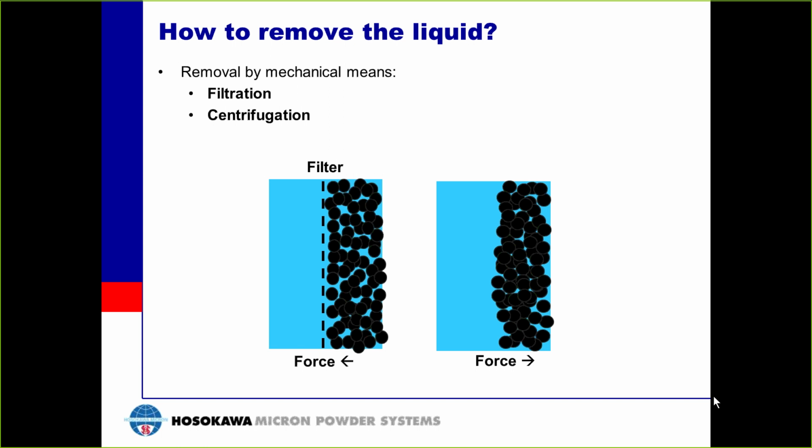You can do it by mechanical means, and this is often filtration or centrifugation. For filtration, you have the liquid and the solid, and you use force to push it against the membrane. The liquid will pass through the membrane while the powder will be left behind on the filter membrane. For centrifugation, you rotate the mixture of your liquid and your powder, and the powder will move to the outside and the liquid will move to the inside based on density. This is going to allow you to separate your powder from your liquid.